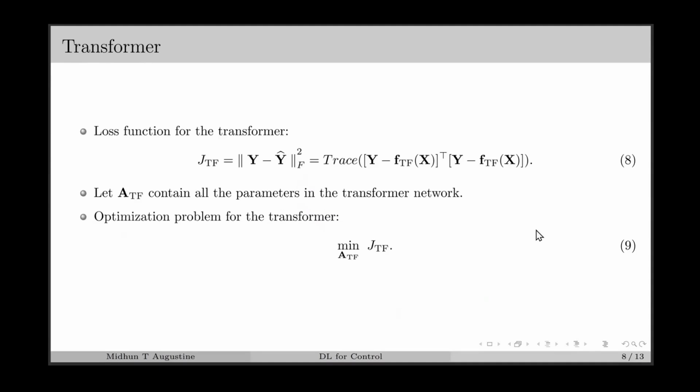The loss function for the transformer will be the prediction error, which can be the actual output minus the predicted output. Let theta_TF contain all the parameters of the transformer block. Then the optimization problem for transformer is to find the optimal parameter, which minimizes the loss function.